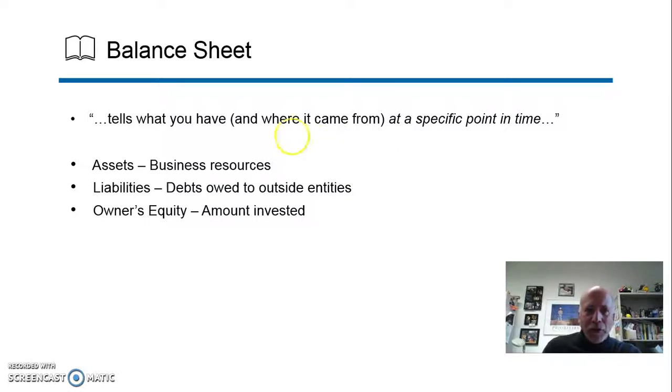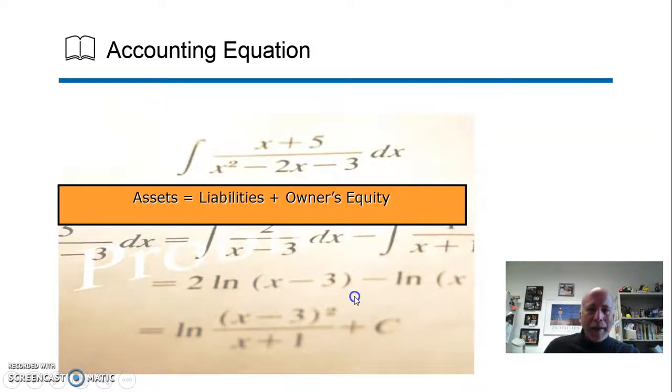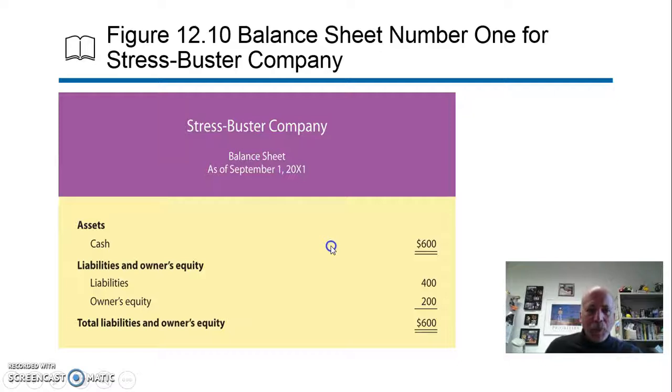There are three sections, or three key pieces of information, on a balance sheet. Assets, which is what is of value to the business, what we call business resources. Liabilities, which are debts that are owed to somebody. And then the owner's equity, or the amount that the owner has invested in the business. In all balance sheets, assets equal liabilities plus owner's equity. So when you look at a balance sheet, if it's done properly, your asset section will always equal your liabilities and owner's equity sections. So here's a simple balance sheet.